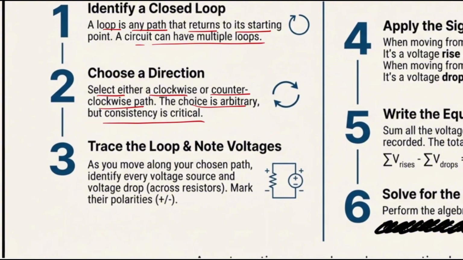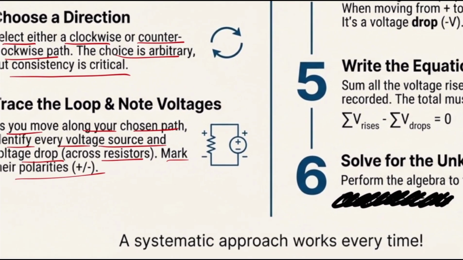Then we trace the loop and note voltages. As you move along your chosen path, whatever your path is, identify every voltage source and voltage drop across resistors, marking them as positive or negative. We know that when the voltage is increasing it is considered positive, and when the voltage is decreasing it is considered negative. Another thing we have to know is that the current in a voltage source goes from negative to positive. So we have negative and positive for the source, and current gets into the positive side of a resistor and gets out of the negative. It's not mandatory, it's arbitrary, but it is better to use this way because at the end you're going to have a better life.